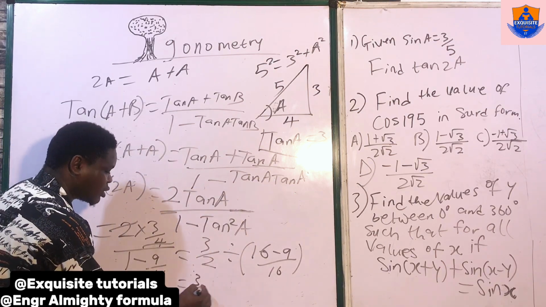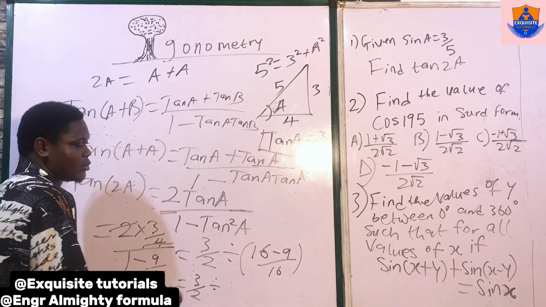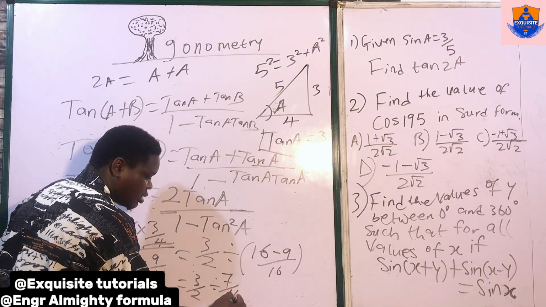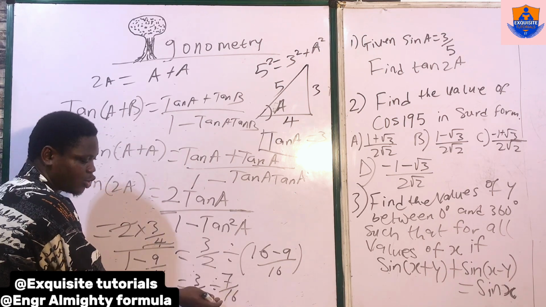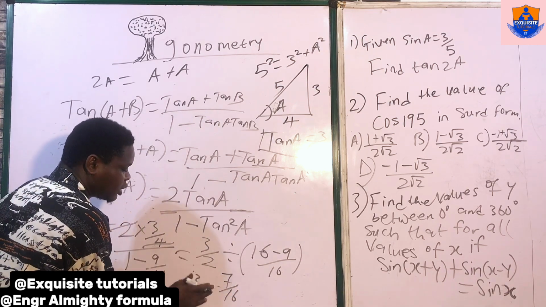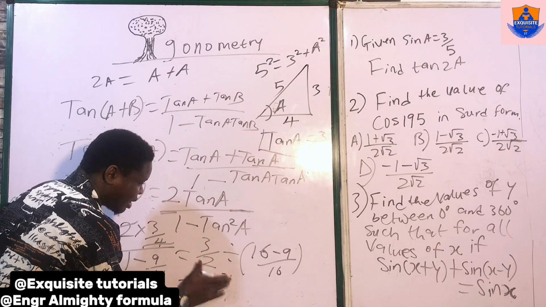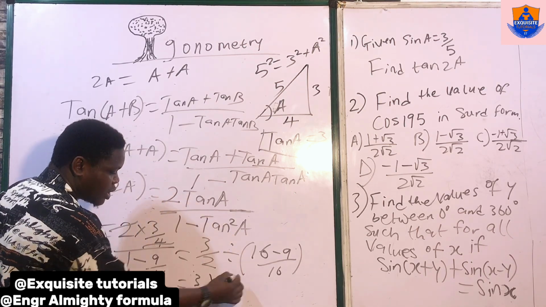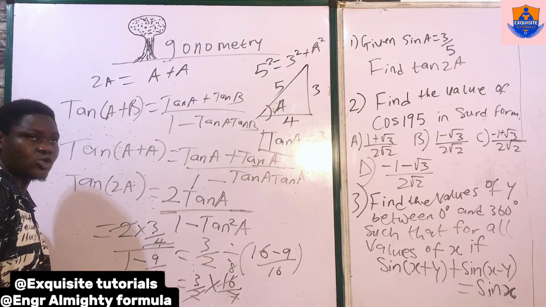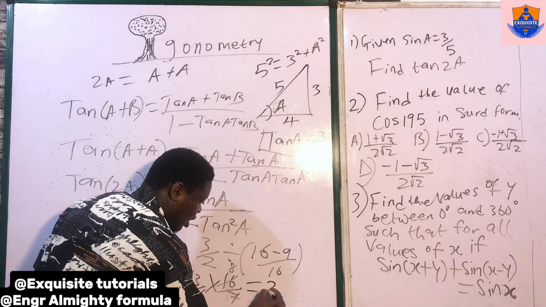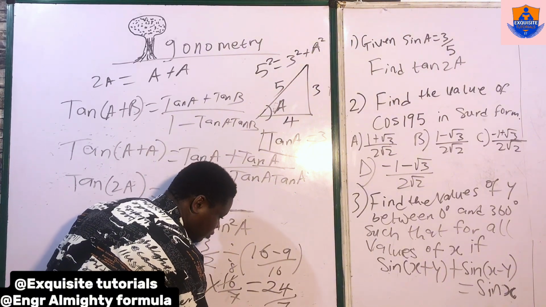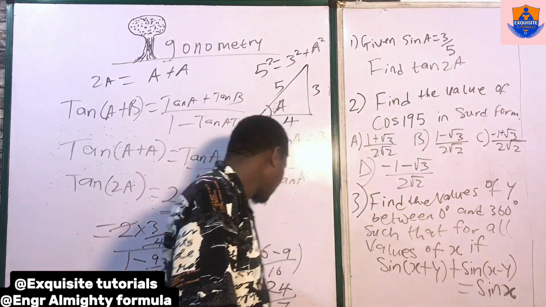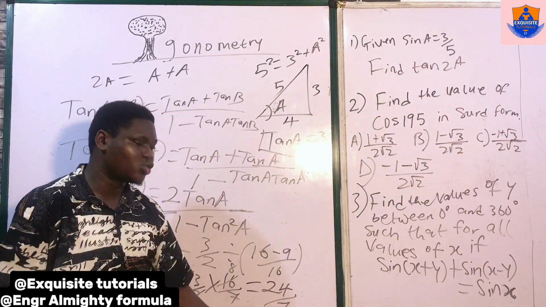So this is 3 over 2 divided by 16 minus 9, that's 7, over 16. If I change this division to multiplication, I will flip them. The 16 will go up and the 7 will come down. So we have 16 over 7. 2 into 16 gives 8, and 8 times 3 is 24. So we have 24 over 7. So it means that if sine A is 3 over 5, tan 2A will be 24 over 7.